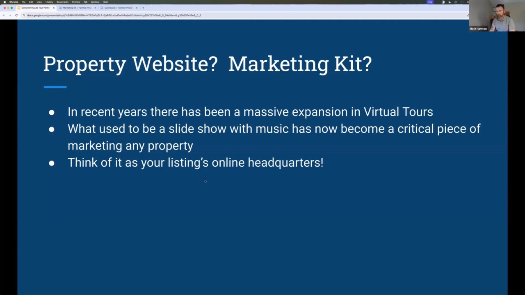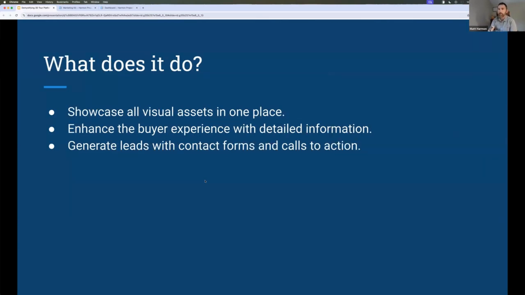A marketing kit is where we've moved. It's a place where you can put all of the visual assets in one place. If we measured it, photographed it, did a video, did a Z3D, all of that can be in one place. And it can either be at a random character URL, or it can be at 123mainstreet.com if you want to buy that domain. It's a landing place for everything.